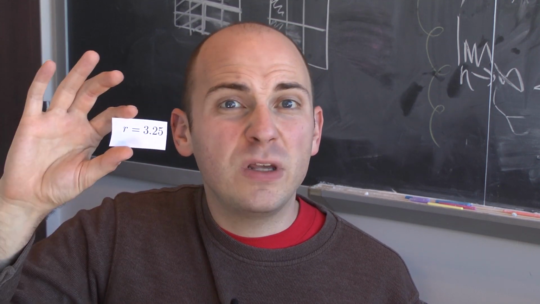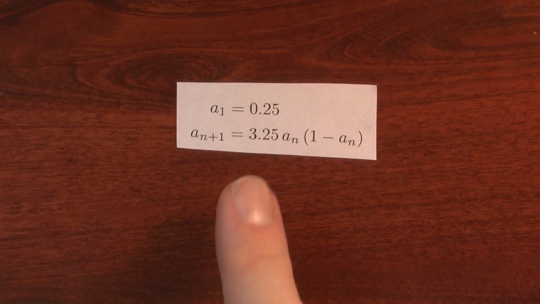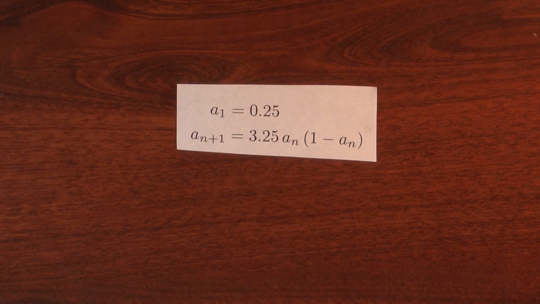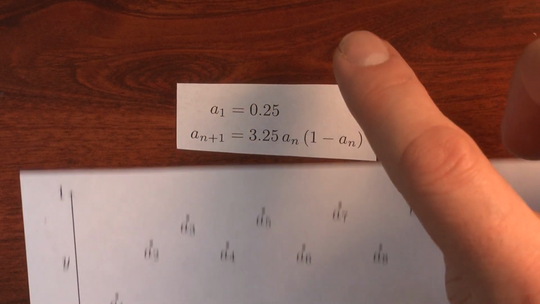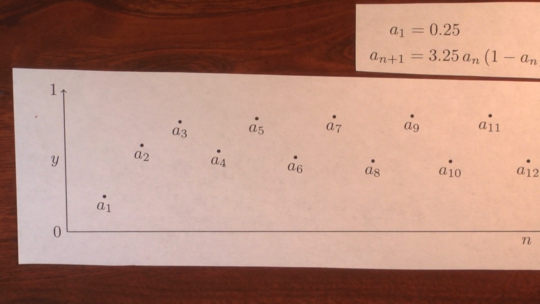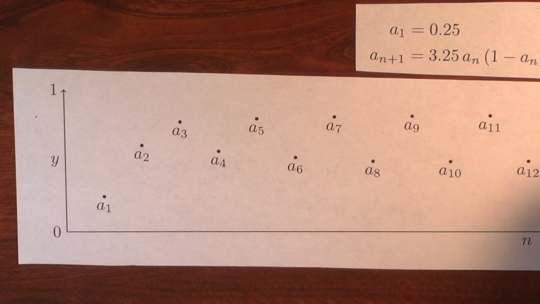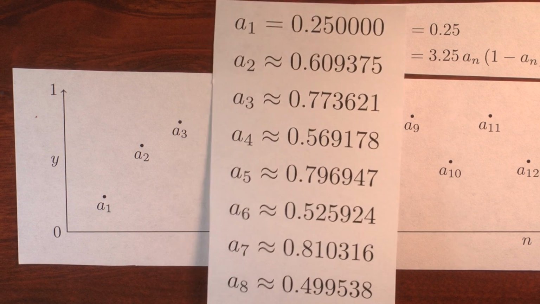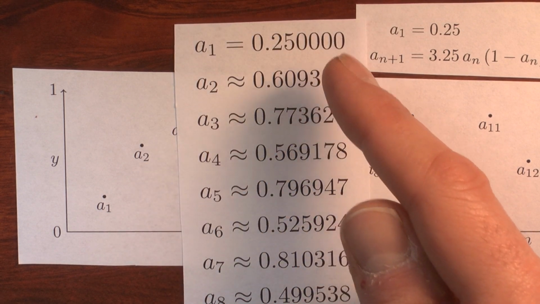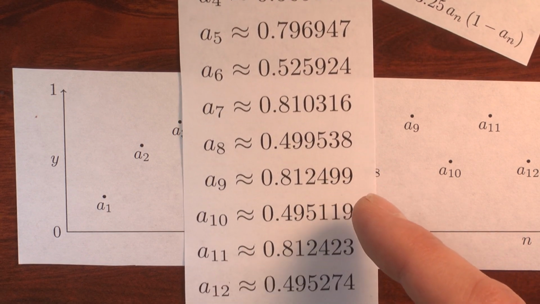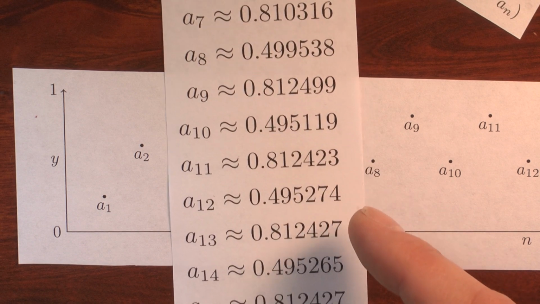Let's try r equals 3.25. So again, my sequence will start with 0.25, but now the r value is 3.25. What does this sequence look like? Well, I can graph a bunch of terms of this sequence, and it starts at 0.25 and it goes up, and then it seems to bounce between two values. And indeed, the numerical evidence supports that same conclusion. Here's the first value, 0.25, and it's about 0.6, 0.7, 0.5, 0.8, 0.5, 0.8, 0.5, 0.8, 0.5. And it seems to just be flip-flopping between these two values. And since it's flip-flopping between those two values, the limit doesn't exist.